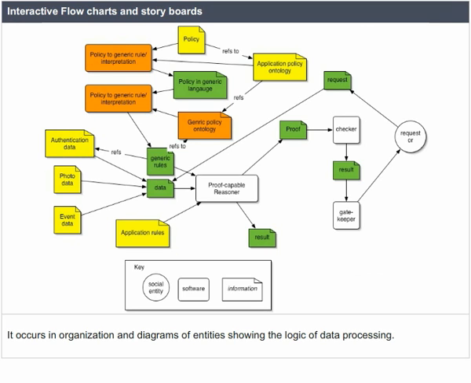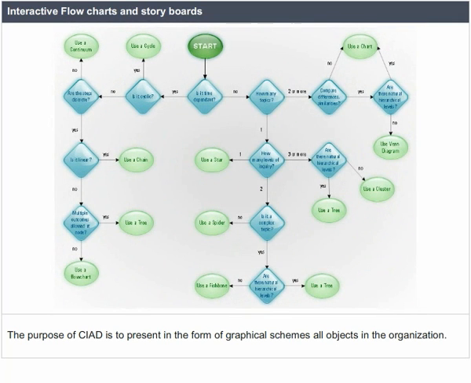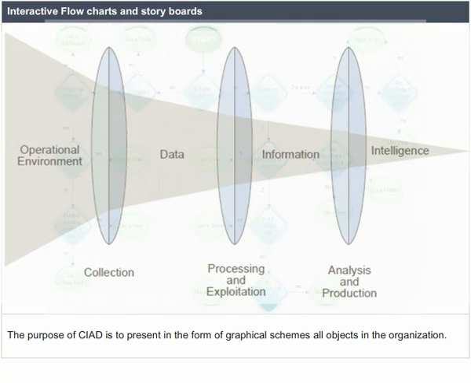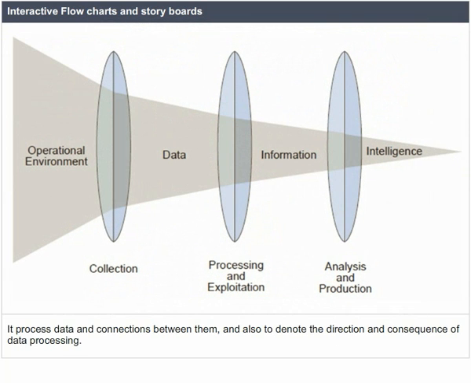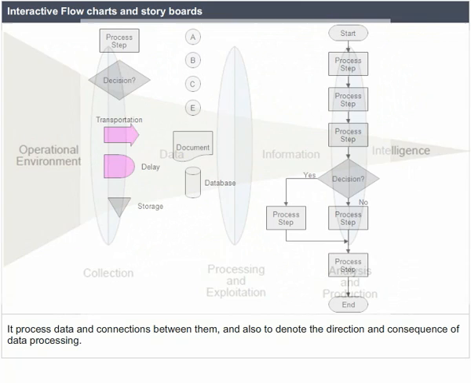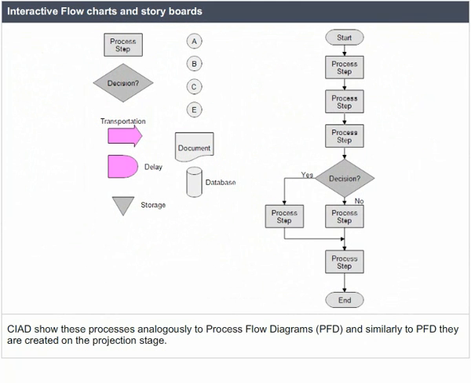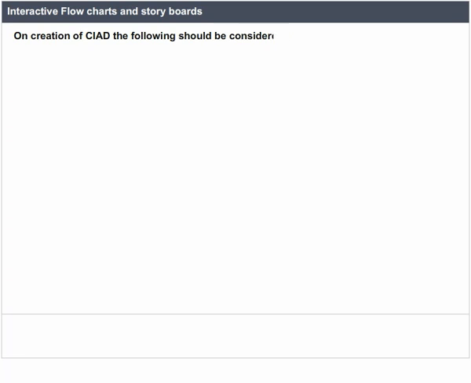The purpose of CIAD is to present in the form of graphical schemes all objects in the organization that process data and connections between them, and also to denote the direction and consequence of data processing. CIAD show these processes analogously to process flow diagrams, PFD, and similarly to PFD, they are created on the projection stage. On creation of CIAD, the following should be considered.